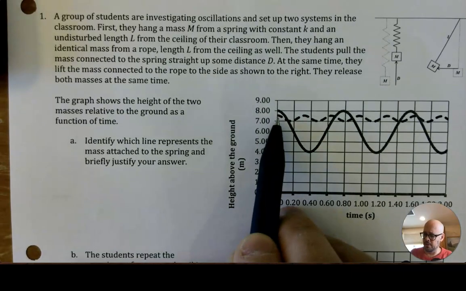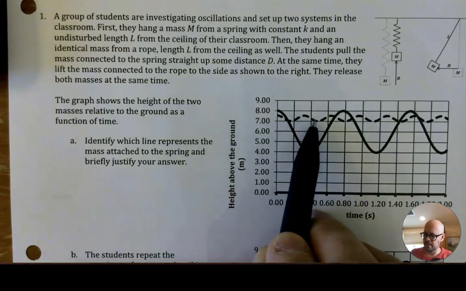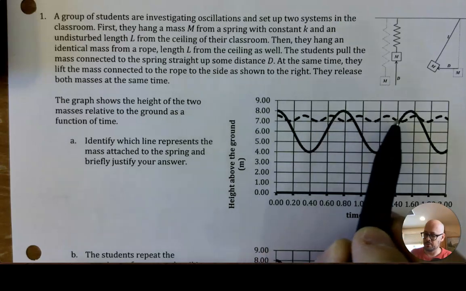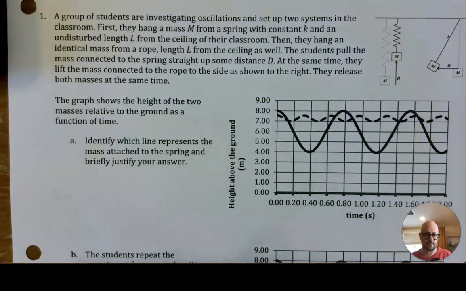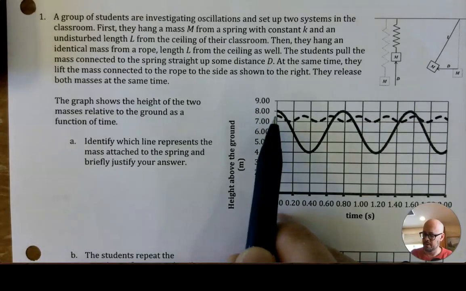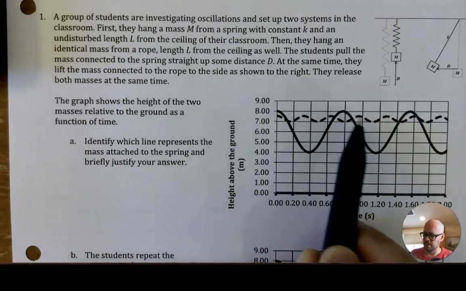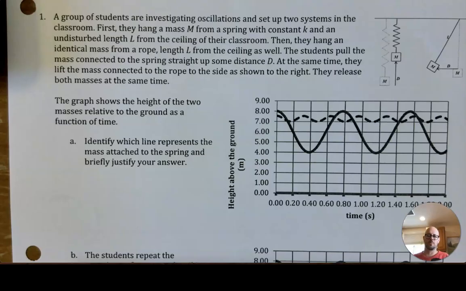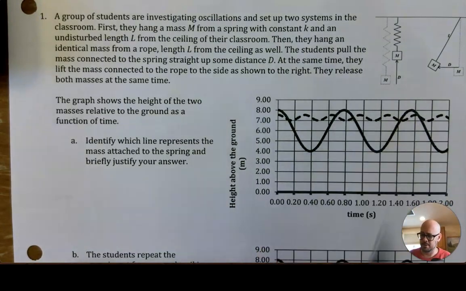So we have what looks like this dotted line has a very small amplitude. It's always about the same height from the floor, whereas this solid line has a much larger amplitude. It goes up and down further. And so for that reason, this solid line has to be the spring.